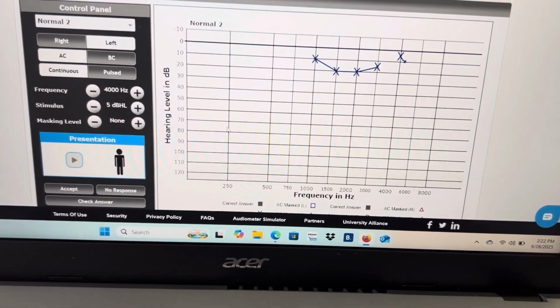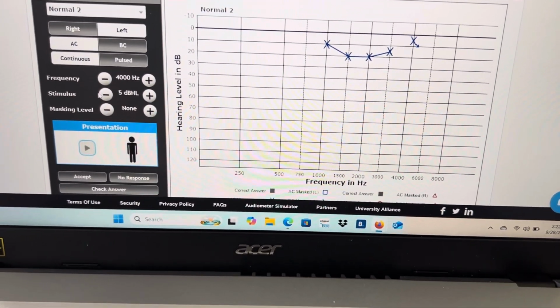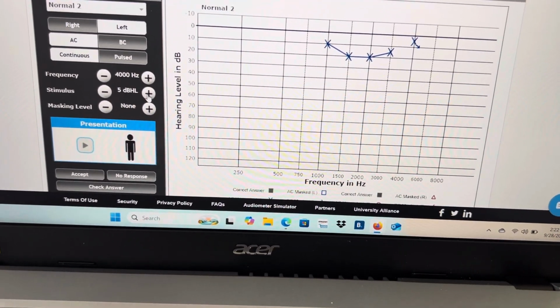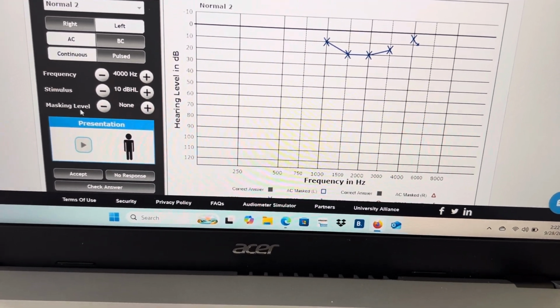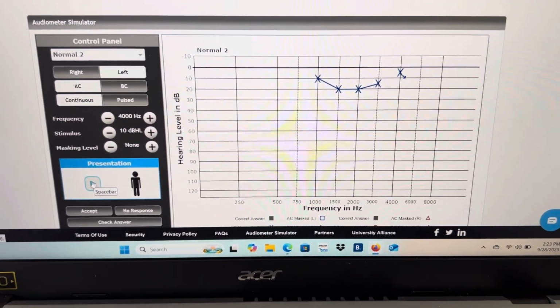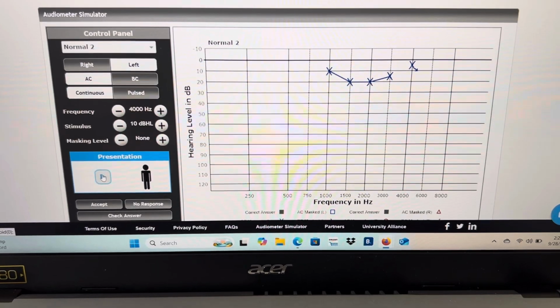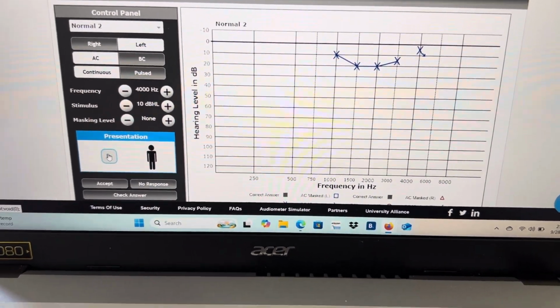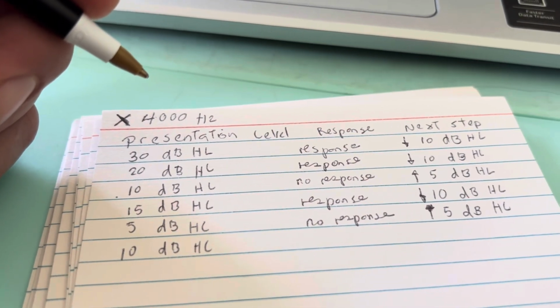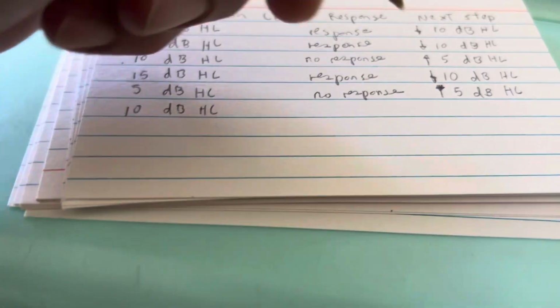So now we already said that we're gonna have to go up 5 decibels, so we're gonna go up to 10 decibels, and we're gonna try if there's a response. I'm gonna press the play for the presentation level, and there is no response by the person. So at 10 decibels, there is no response. No response for this person.